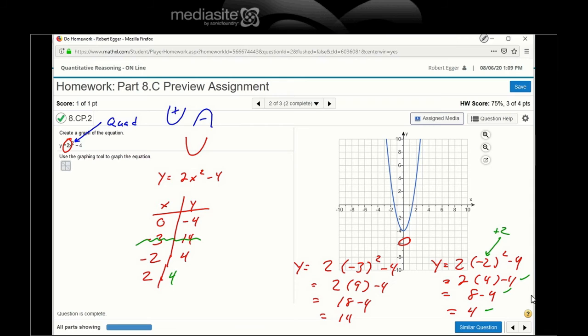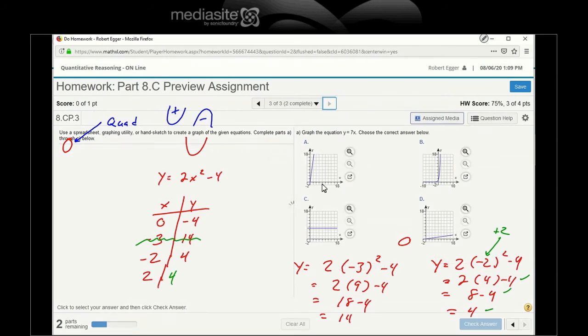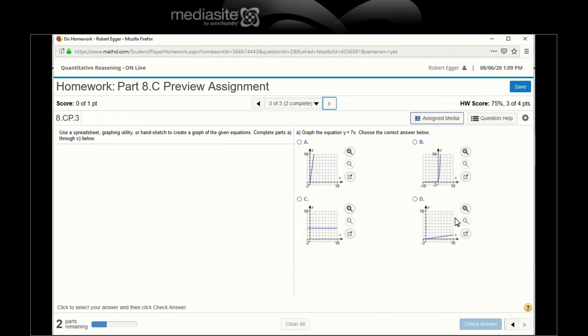And then use the 3 points. All right, what's the next question? Okay, using a spreadsheet, graph, table, or hand sketch to create a graph to give an equation. I have 3 to choose from.